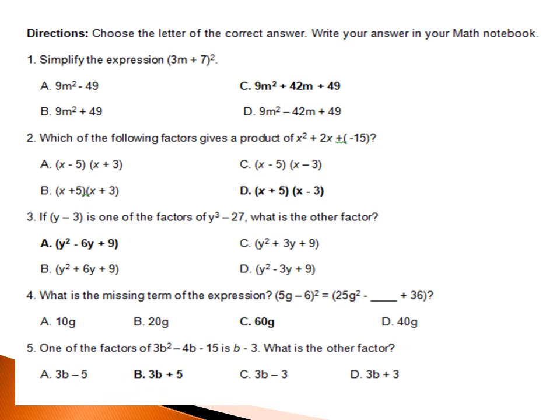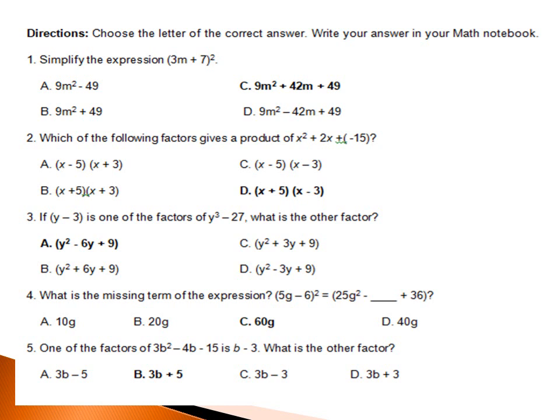Let's see if you really understand our topic for this afternoon. Choose the letter of the correct answer. Write your answer in your math notebook. Number 1, simplify the expression, the quantity of 3m plus 7 squared.